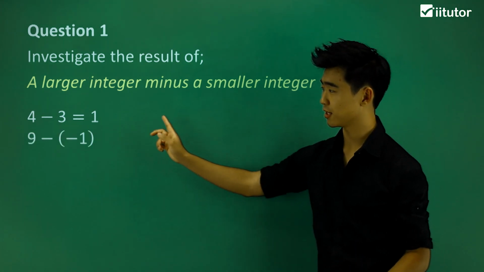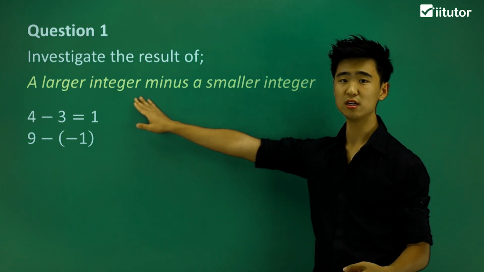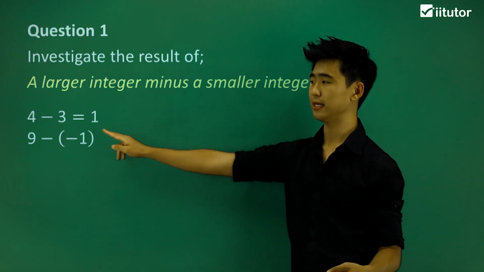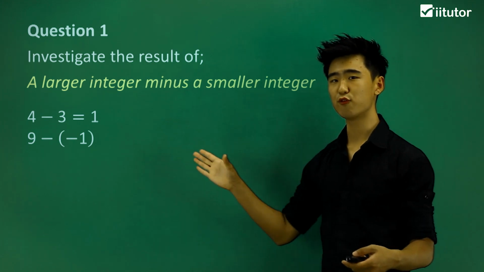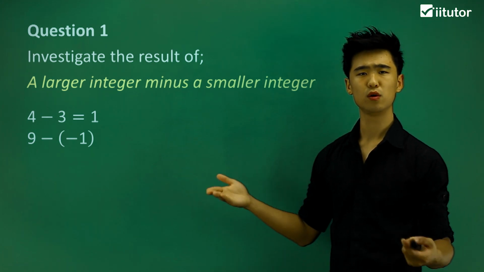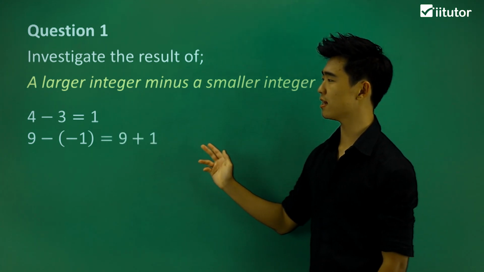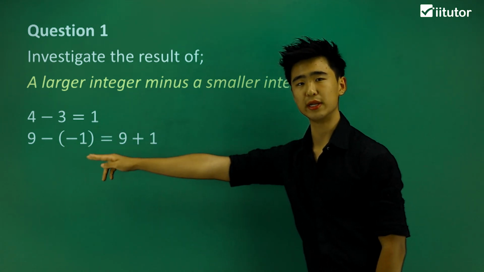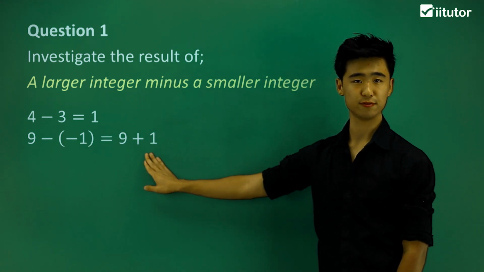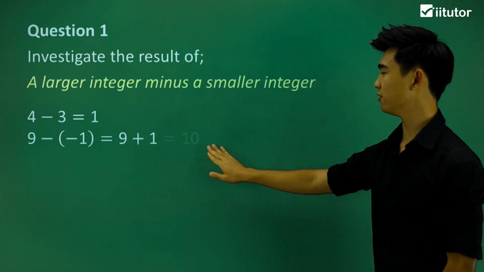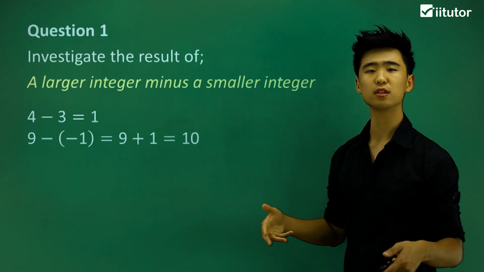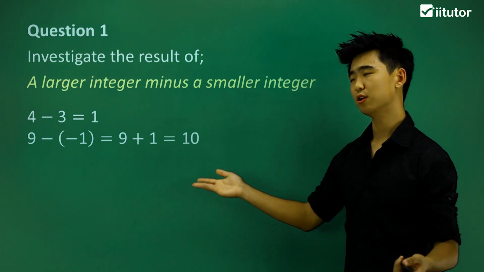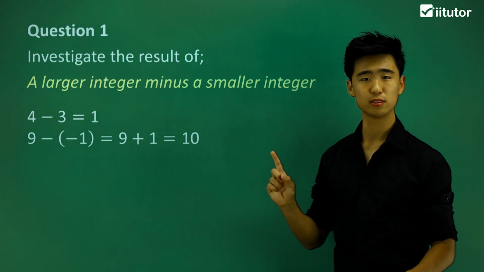Let's try 9 as my larger integer, and that is obviously bigger than negative 1. If we minus these two numbers together, what happens? We can see that a negative next to a negative will just change to a positive. So this result will give me 10. So another positive number.